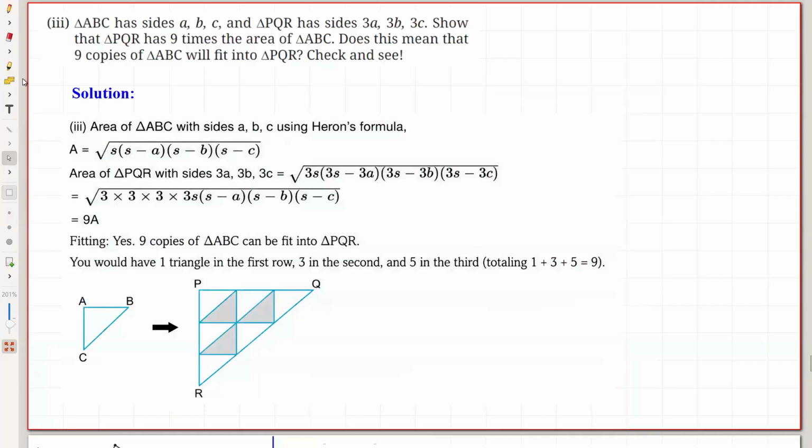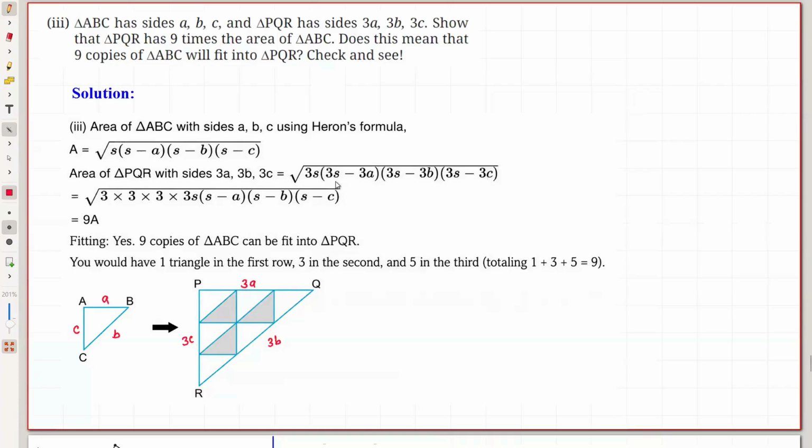Now first we'll go with the diagram. So triangle ABC with sides a, b and c. Now if the sides are increased to 3a, so the sides are 3a, 3b and 3c. So apply the formula. Area of the triangle is the square root of s into s minus a, s minus b, s minus c. Now the area of the triangle with sides 3a, 3b, 3c, the semi-perimeter is 3s, so 3s into 3s minus 3a, 3s minus 3b, 3s minus 3c.